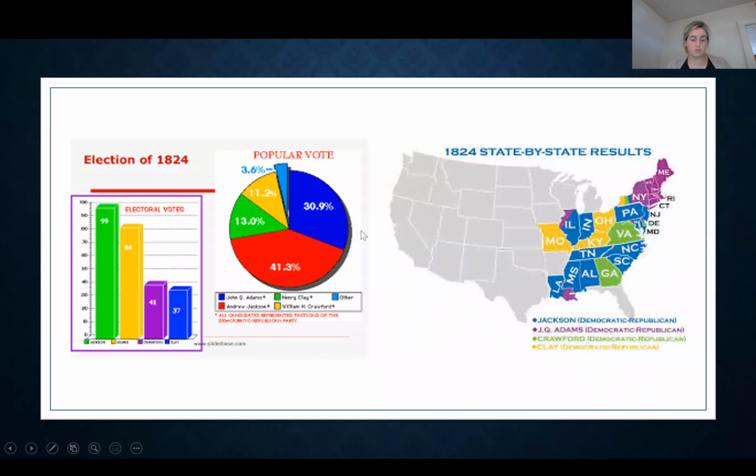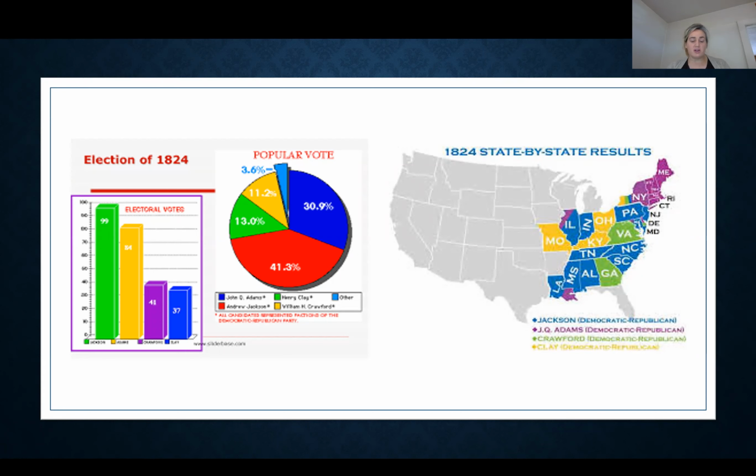So we're going to start with the presidential election of 1824 and Jackson's alleged corrupt bargain. During the presidential election of 1824, four candidates were running for the office of the presidency. Most notably, John Quincy Adams, who is the son of the former president John Adams, Andrew Jackson, who was a former congressman, and Henry Clay, who is currently the Speaker of the House.